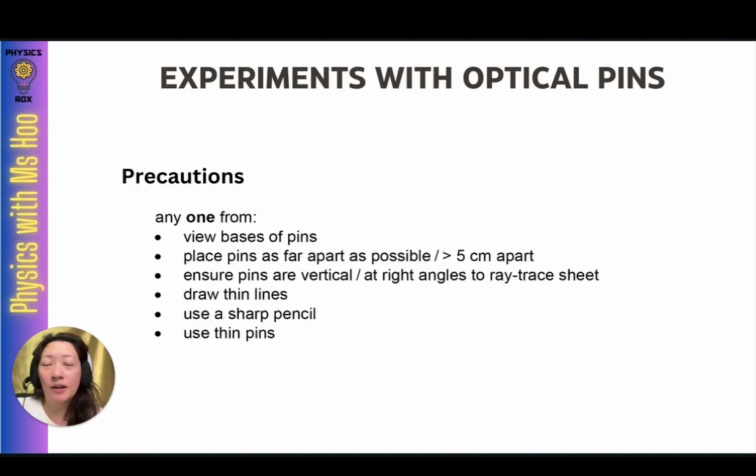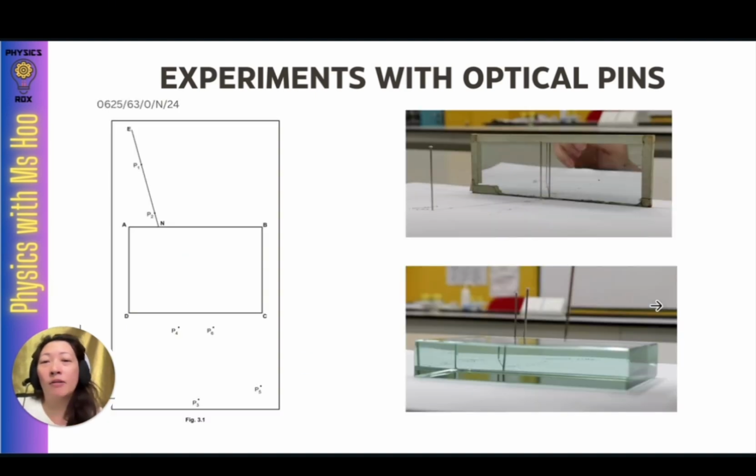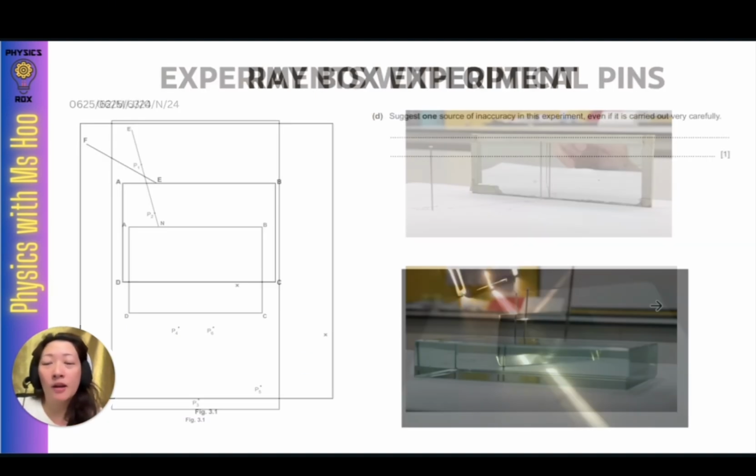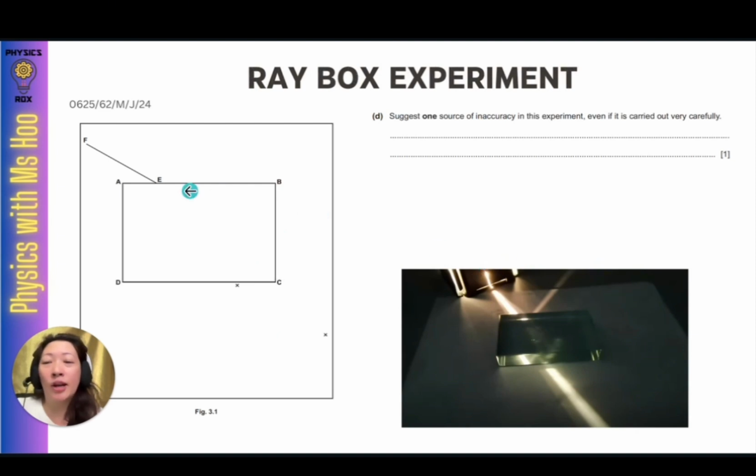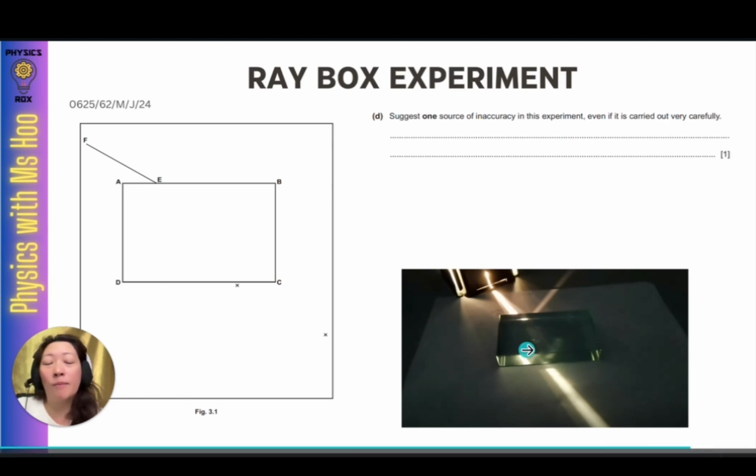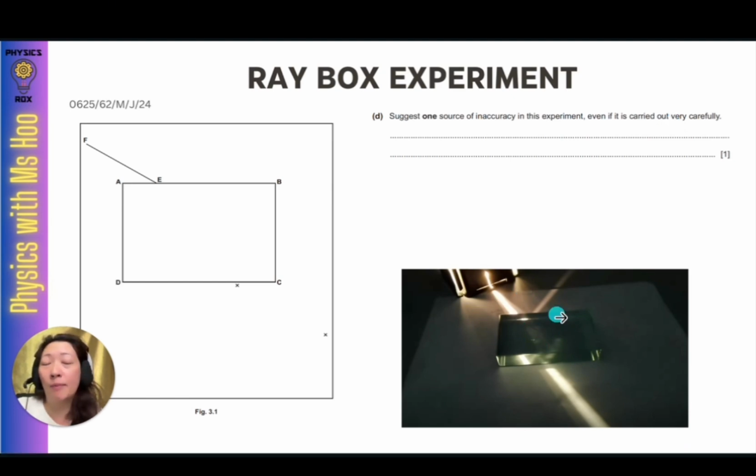Now, besides optical pins, other common experiments could include experiments with the ray box. For example, the light ray shining through a rectangular block. So for ray box experiments like these, a question they could ask you would be to suggest one source of inaccuracy in this experiment, even if it is carried out very carefully. So this is a screenshot from my video where I show how to conduct the ray box experiment.